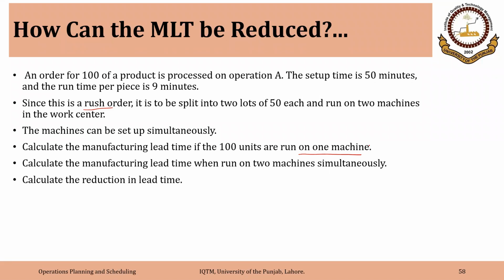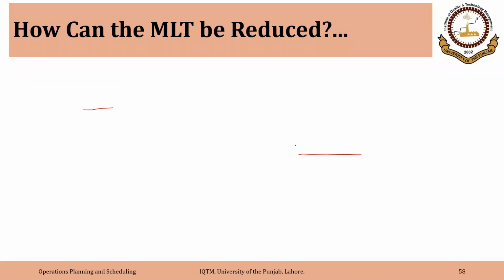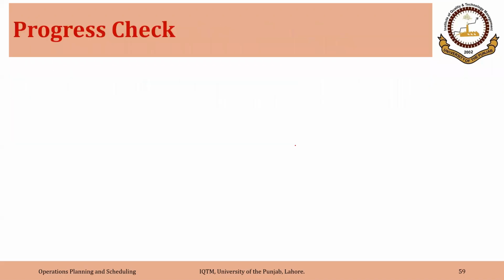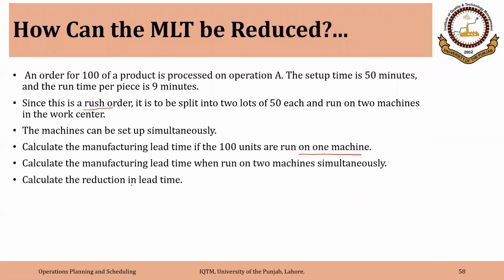So it is very similar to the previous example, this one. So before splitting, the manufacturing lead time will be equal to setup time of 50 plus run time of 100 into 9. So that will be 950 minutes.